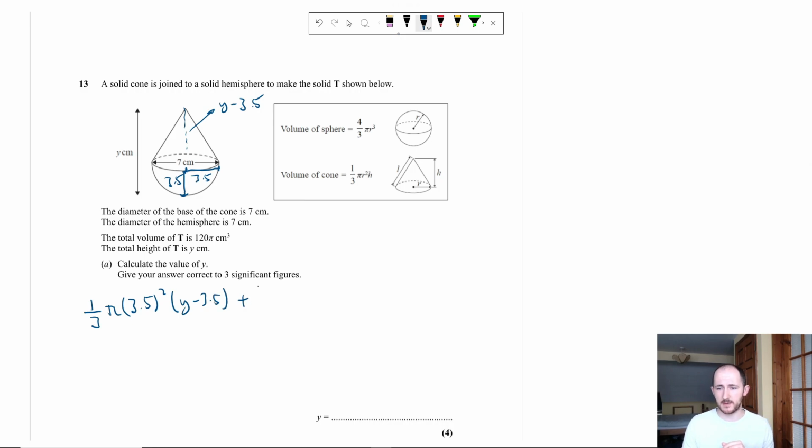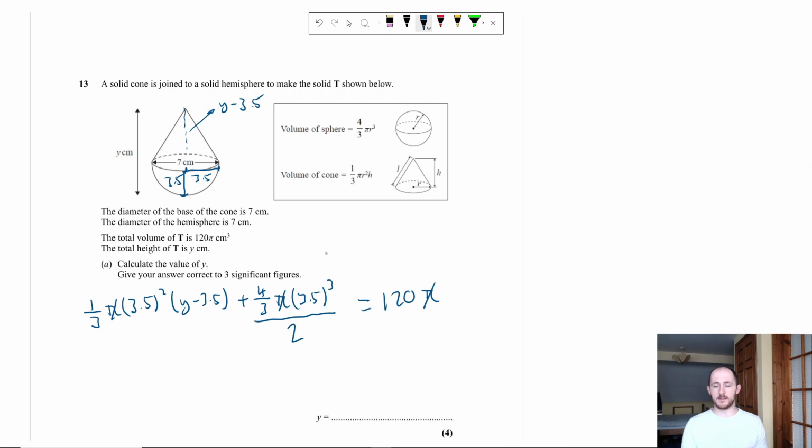Plus the volume of a sphere, which is 4 over 3 pi, radius is 3.5 cubed. But this isn't a sphere, it's a hemisphere, so we need to actually divide that whole thing by 2. And that equals 120 pi. So what we can do first of all is actually get rid of the pi's in everything that we have.